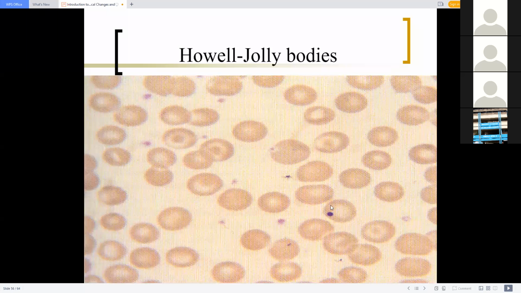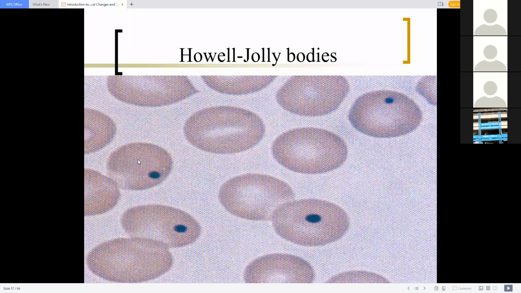All right, so these are Howell-Jolly bodies. You can see this nice purple body that usually occurs at the edge of the red cell, and they are easily seen with Romanowski stains. In this slide, you can also see target cells. You can also recognize these target cells. And you can see a Howell-Jolly body here. Okay, so a demonstration of a Howell-Jolly body.